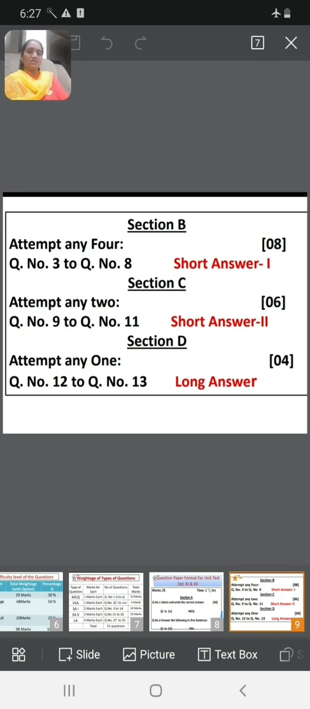Then section C, which is for 3 marks. Here what is the question? Attempt any 2. Question number 9 to 11, means there are 3 questions given and you have to solve only 2. Then the last section, section D, attempt any 1. Here 2 questions are given, question number 12 and question number 13, and you have to solve only 1, means an option is there.